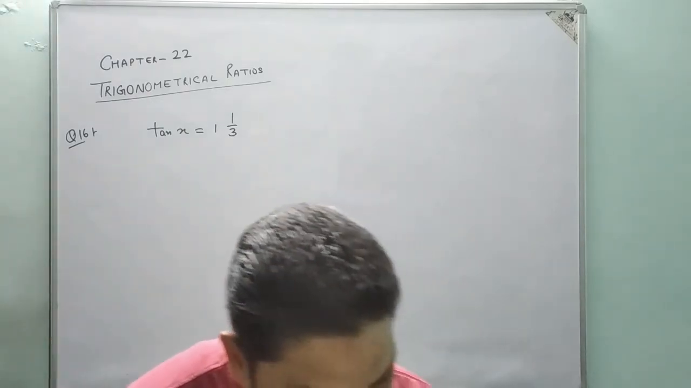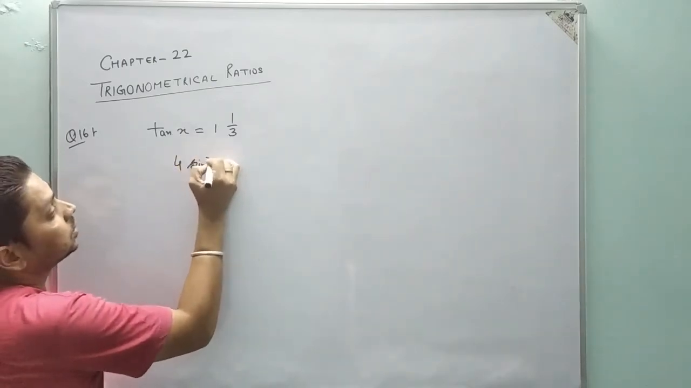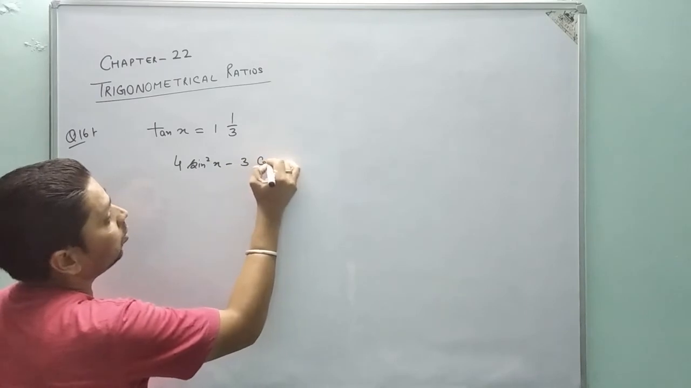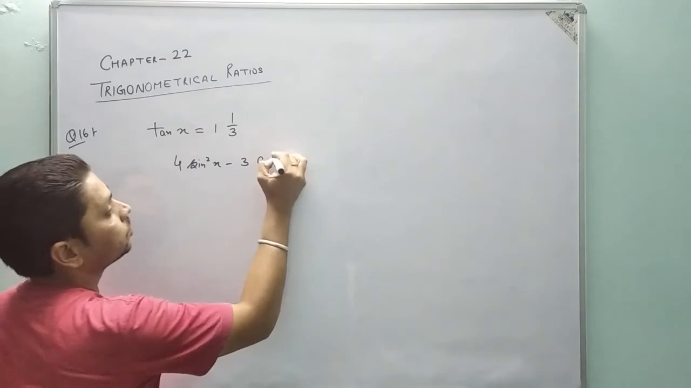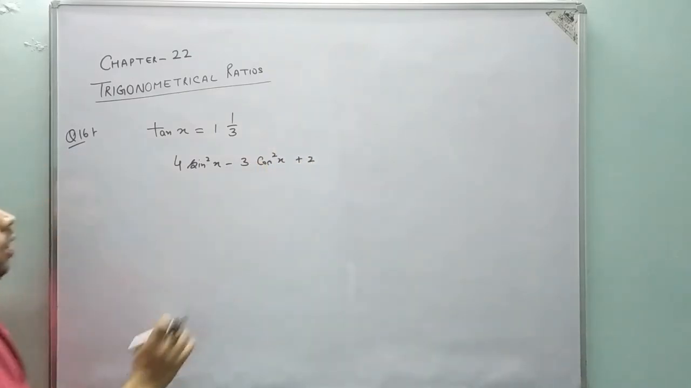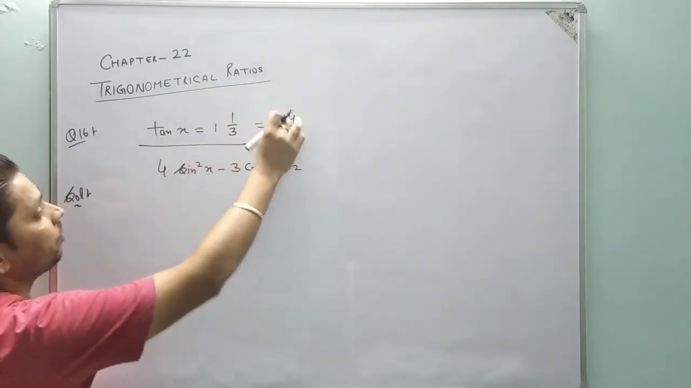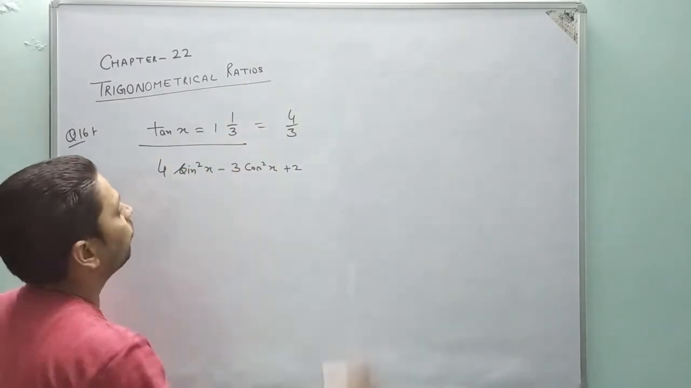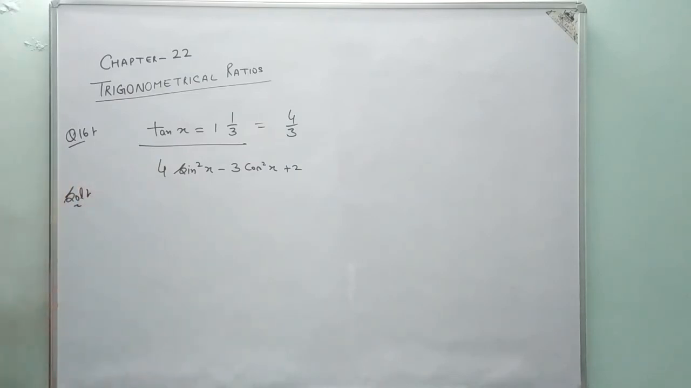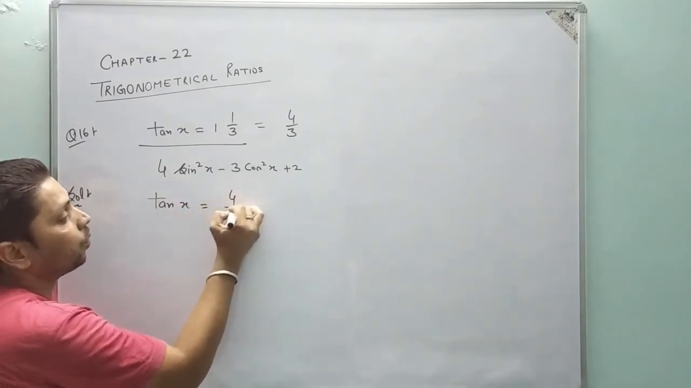We have to find the value of 4 sine square x minus 3 cos square x plus 2. This is the value that we have to find. So I'll break it down into a normal fraction as 4 by 3. Now we have given that tan of x is equal to 4 by 3.